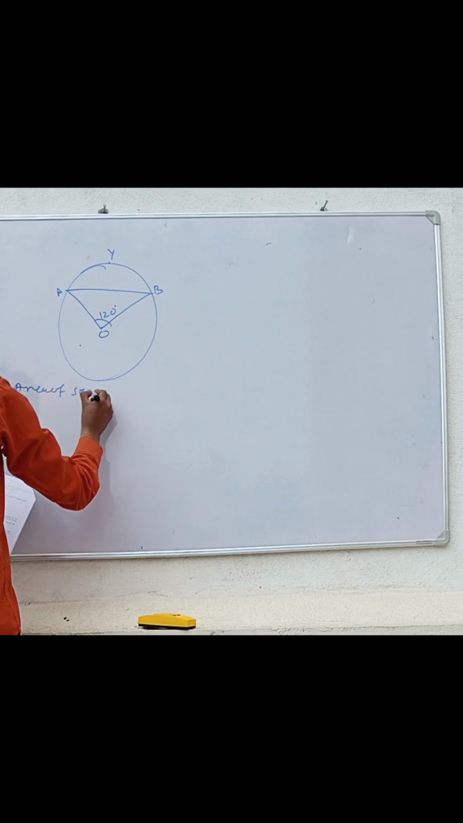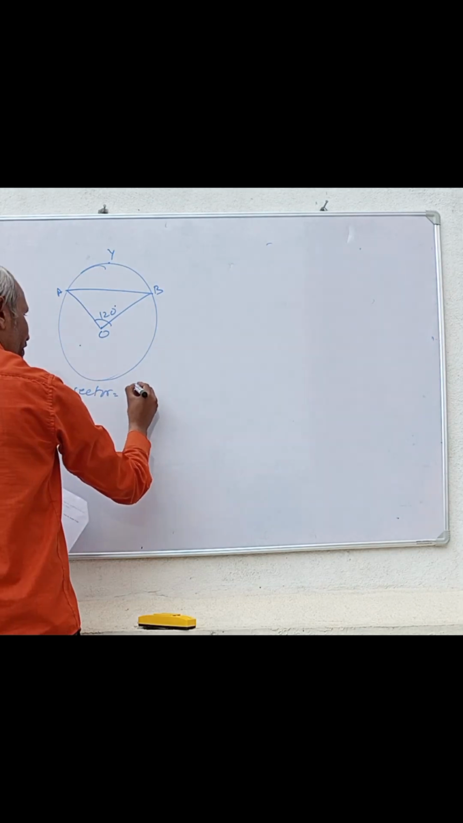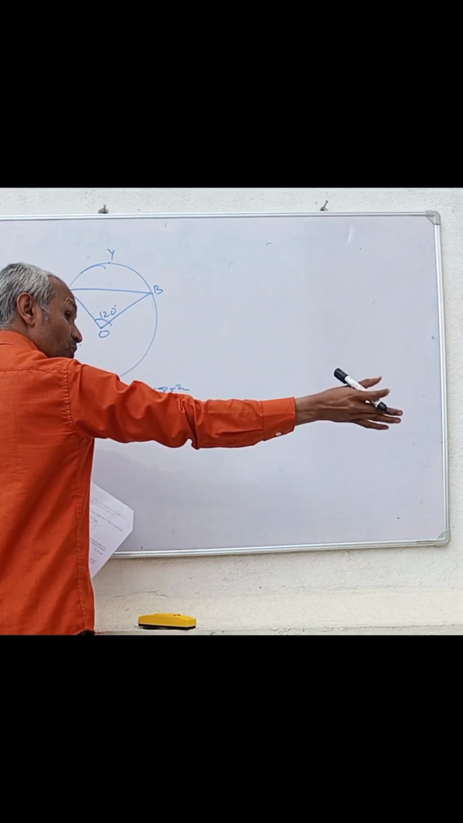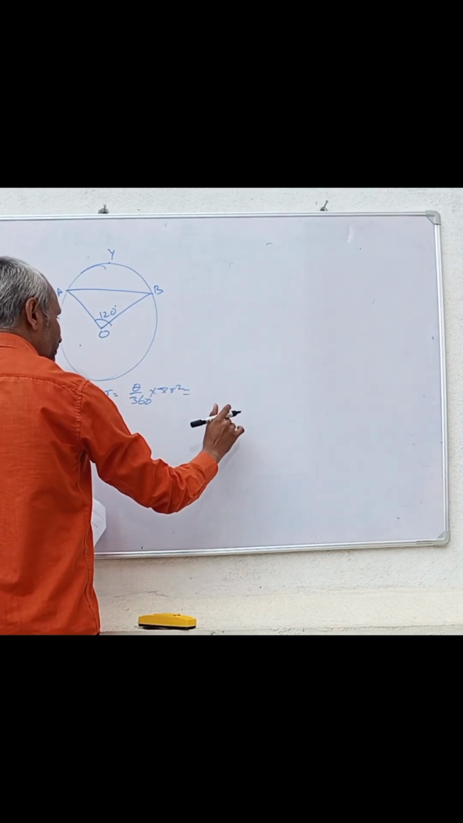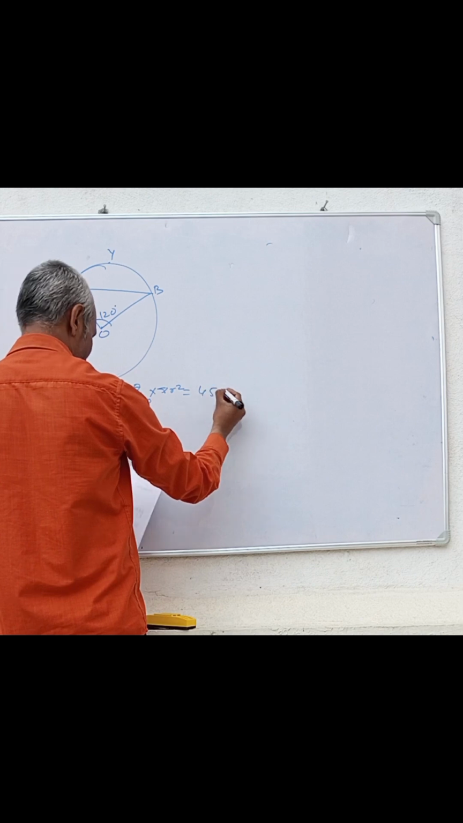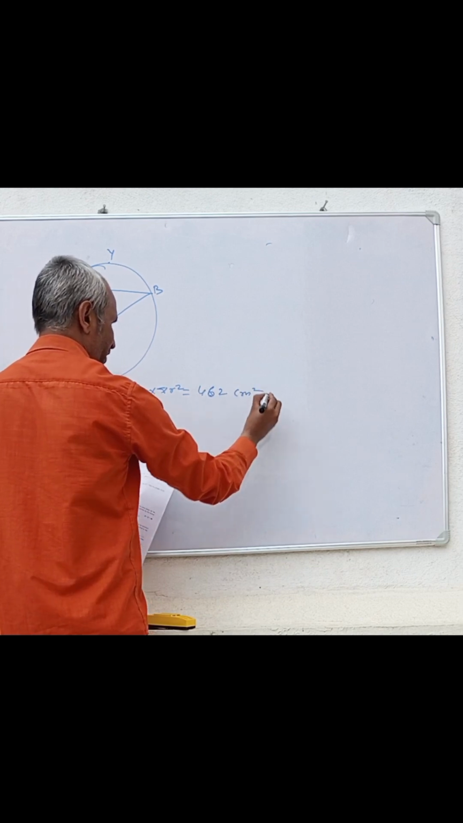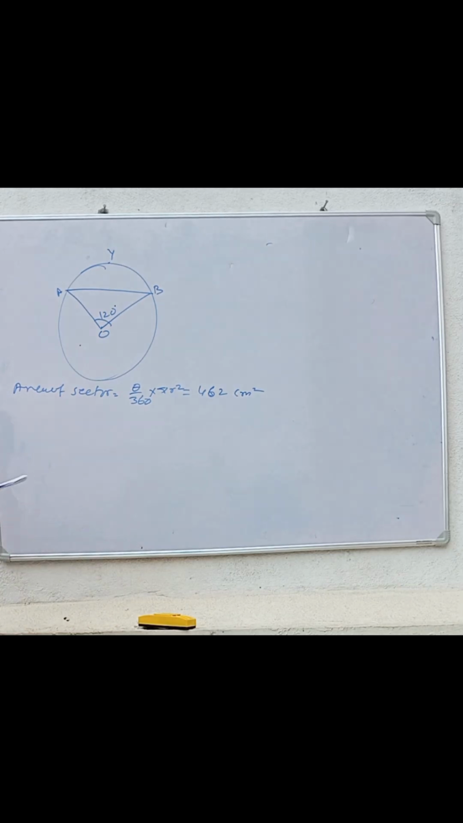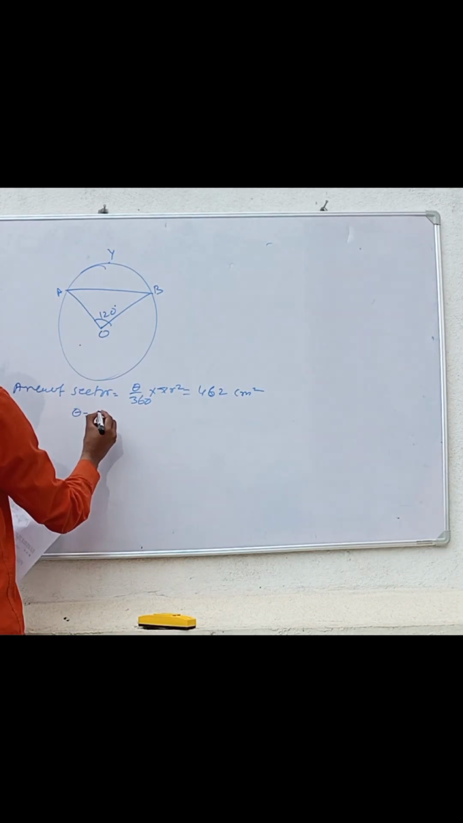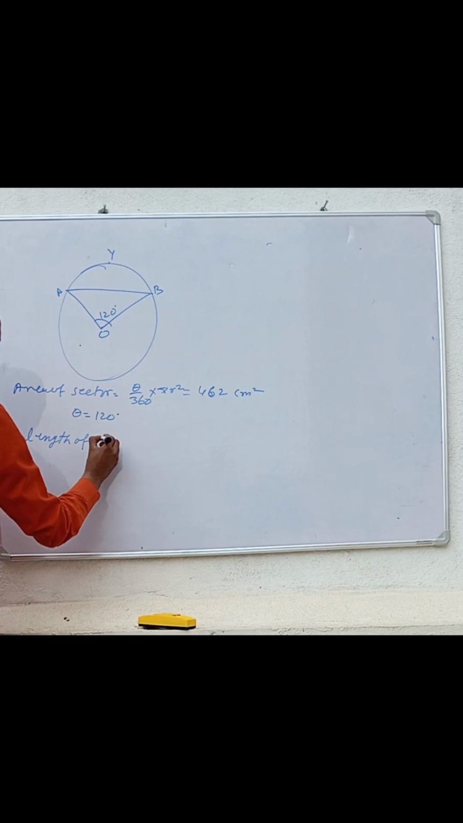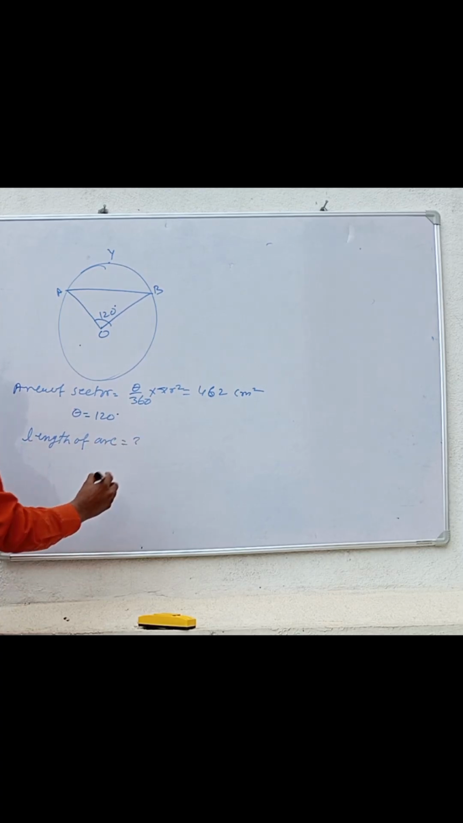The area of the sector is given by theta by 360 into pi r square, which is equal to 462 centimeter square, and the angle theta is given as 120 degrees. We have to find the length of the arc. Length of the arc we are going to find out.